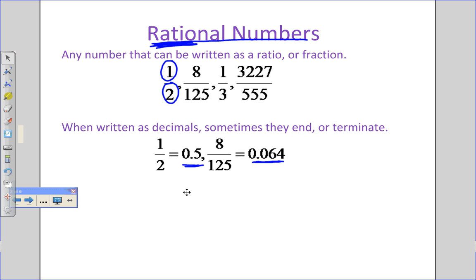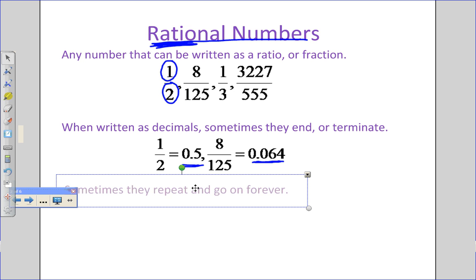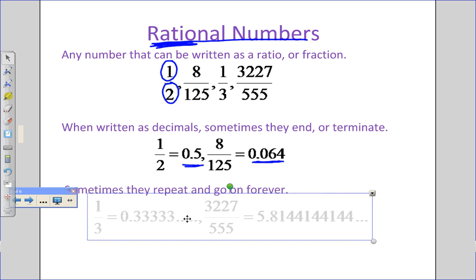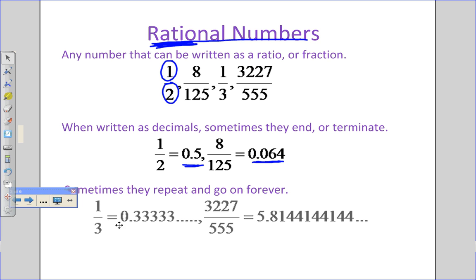Some other rational numbers just repeat or go on forever. The most famous one is this first one, 1/3 equals 0.33333333, and you could keep saying the threes forever. They just repeat and go on and on. Another one is 3,227/555, which equals 5.8144144144144, and again, the 144s will go on forever. So both of these sets, the terminating or the repeating, are rational numbers because they both can be written as fractions.